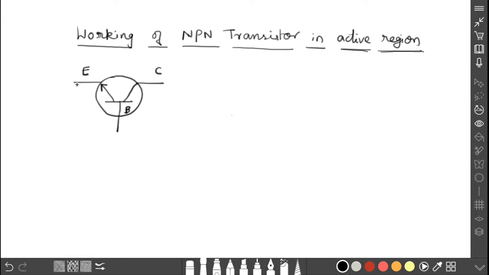Now you see, the first junction, the EB junction, J1, should be forward biased. This is the condition for the active region. The collector base junction should be reverse biased. Accordingly, let me give the connection. This is the emitter, this is the base, and this should be forward biased. This is the NPN transistor, so N and P.